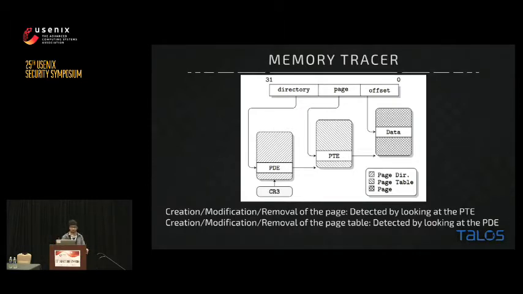As we can see in this picture, our framework is checking the page directory entries and the page table entries. In particular, we check the permission bits in order to understand if the page has been created, modified, or eliminated. And to understand if the memory operation is happening on the paging structure itself, we monitor the page directory. If the operation is instead just creating a normal memory page, we check the page table entries.